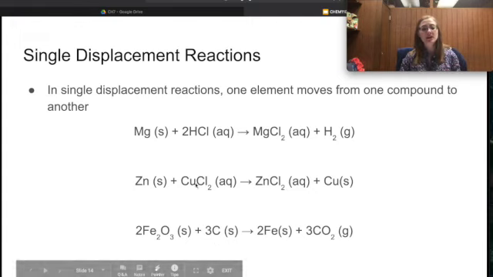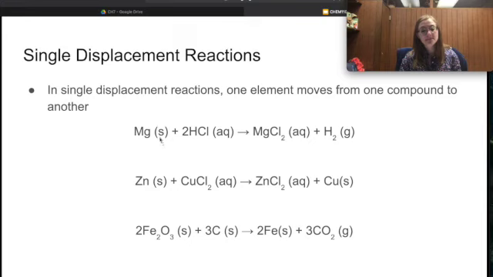So the idea there is we're just seeing that one of the ions on the reactants is going to swap places when it goes to the products.